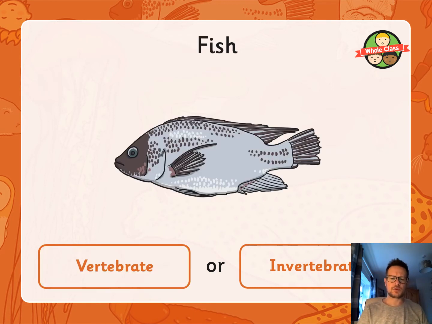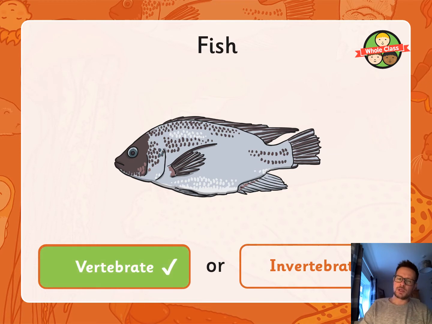Fish. This is a tricky one. Fish, vertebrate or invertebrate? Now, fish are also very flexible. They are very good at swimming and moving through small gaps. But if you've ever seen a cooked fish, you will know that inside the cooked fish are bones because fish are vertebrates.